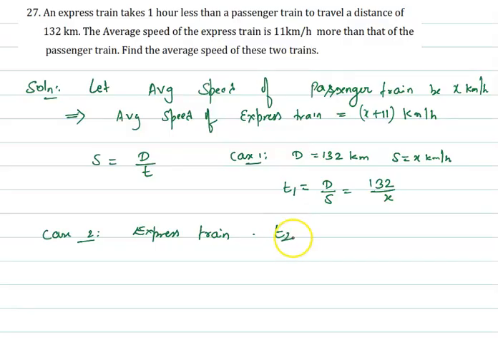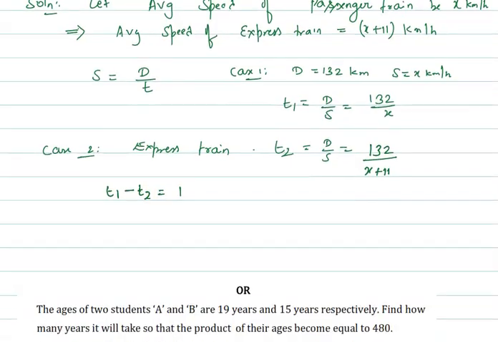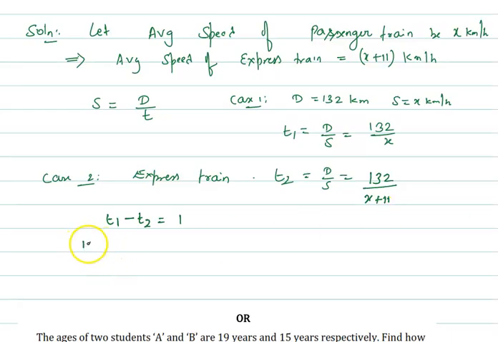Case 2 I am going to use for the express train. So here time 2 is distance by speed, the same distance 132 km we are traveling, but we are going at a speed of x plus 11 km per hour. As we know, case 2 represents the express train, so definitely it takes less time. How much less? Compared to t1 minus t2, this is 1. So t1, our passenger train, takes 1 hour more. So here we get 132 divided by x minus 132 divided by x plus 11 is equal to 1 hour.